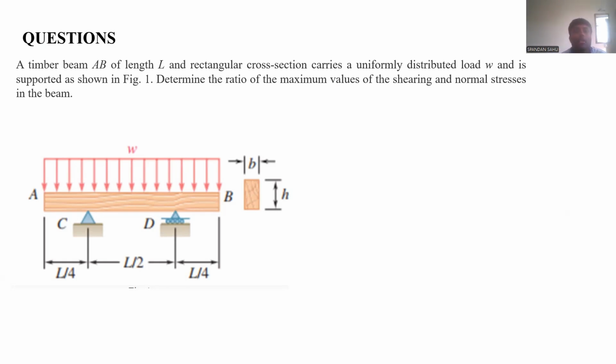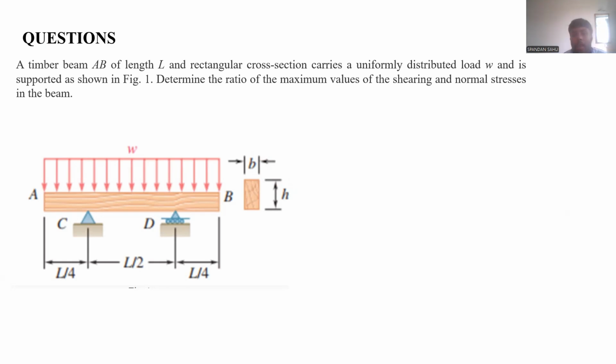The question says a timber beam AB of length L and a rectangular cross section as shown in the right hand side having a width of B and height H. That means the lateral cross section, the length of lateral cross section, one is H and one is B. And the longitudinal length of the beam is L. The left portion of the beam is named as A and the right portion is named as B.